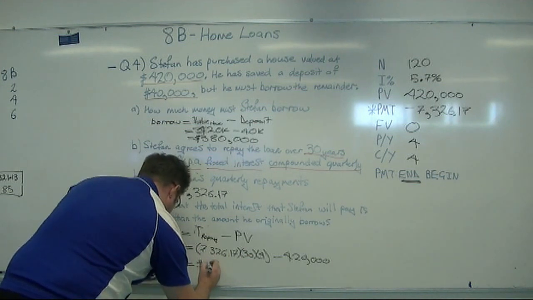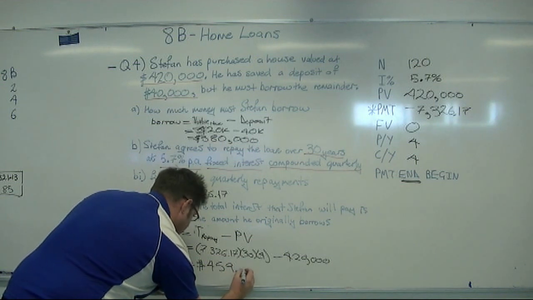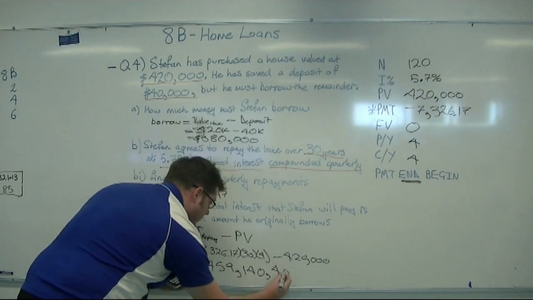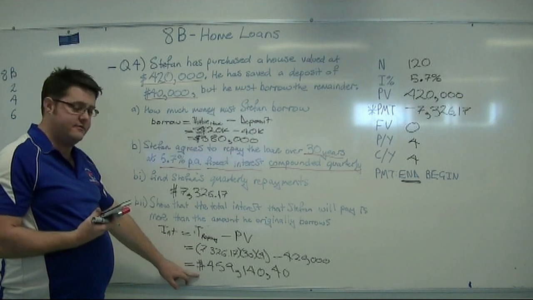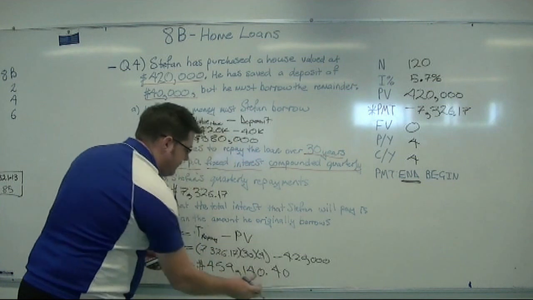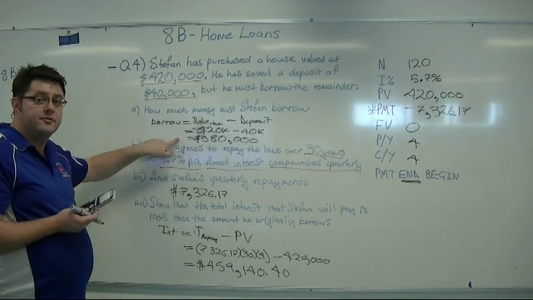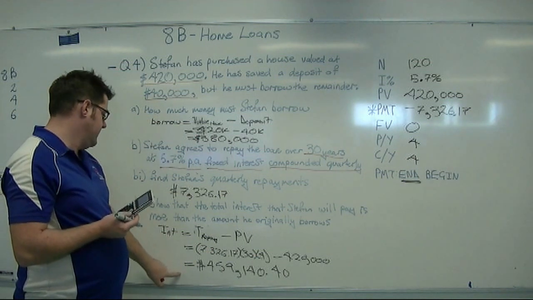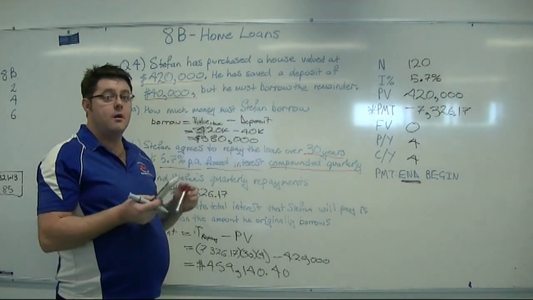This is the interest only component, remember, the interest repayment. $459,140 and 40 cents. So as we can see, this number here is greater than the initial loan amount, which is $380,000, which means we have to pay the bank in the order of $79,000 more than the initial value of the loan. That's how a mortgage operates.